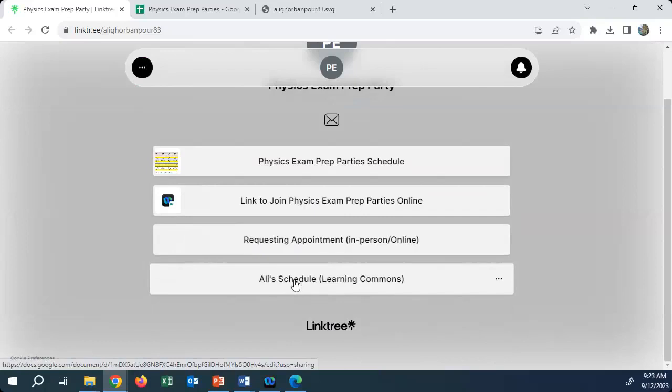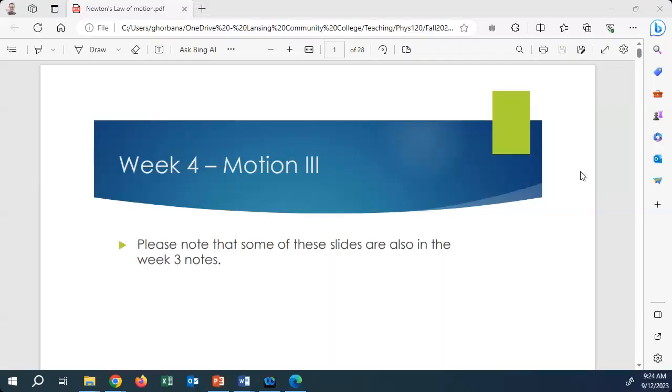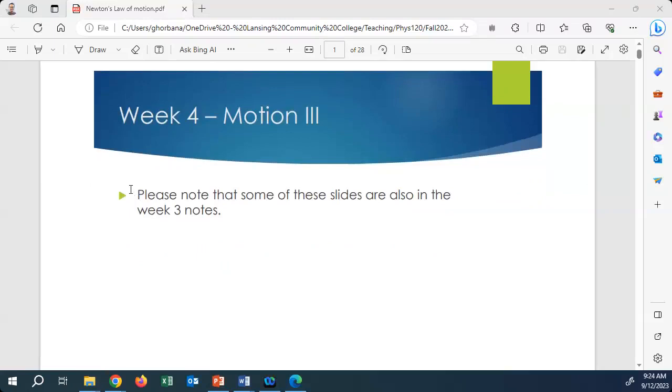Okay, today we will be talking about Newton's laws of motion. Before starting, let's review what we have learned so far. We talked about the kinematics of motion, motion with constant velocity and motion with constant acceleration.